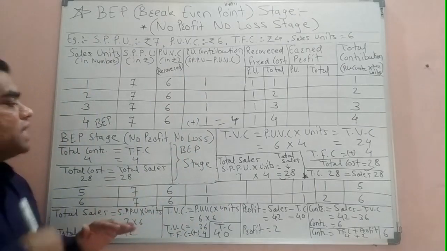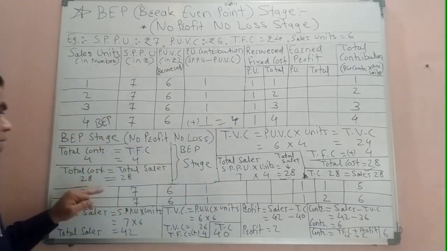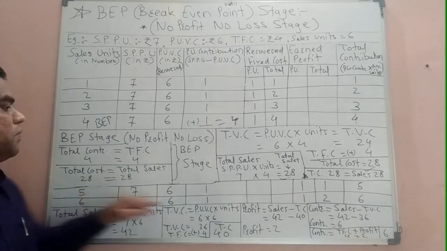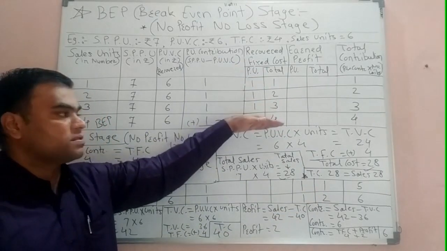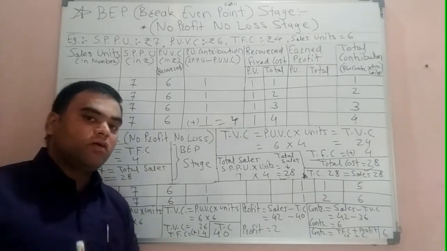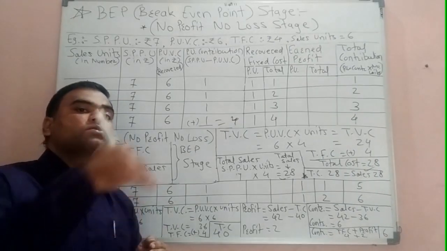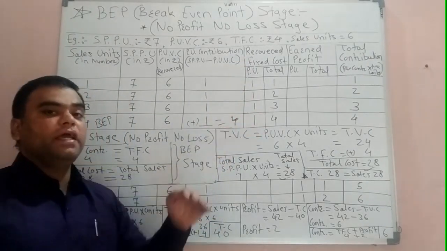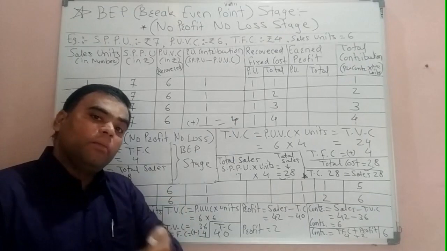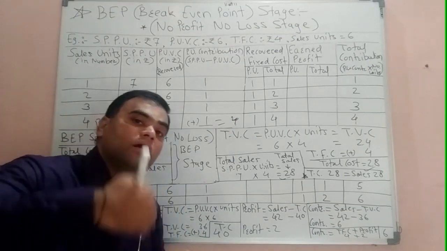And when we sell more than BEP units, then what happens? Then we earn per unit profit. First we have to recover fixed cost. Our variable cost gets immediately recovered when we sell a unit, and fixed cost remains to be recovered. Then we recover fixed cost also. Then after recovering complete fixed cost, we will start earning profit.